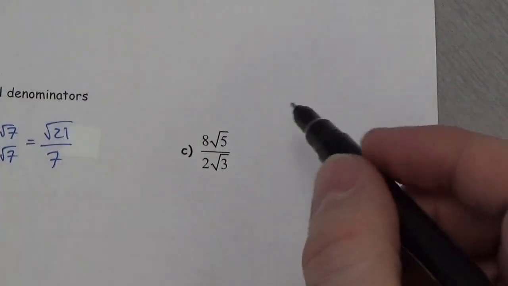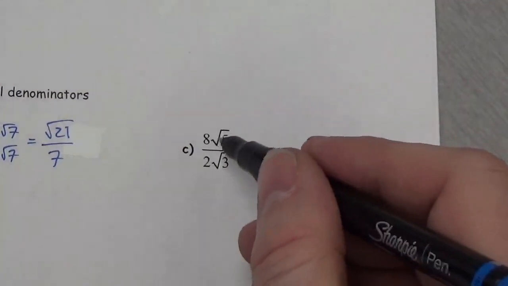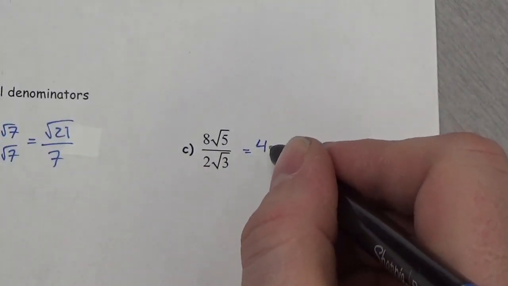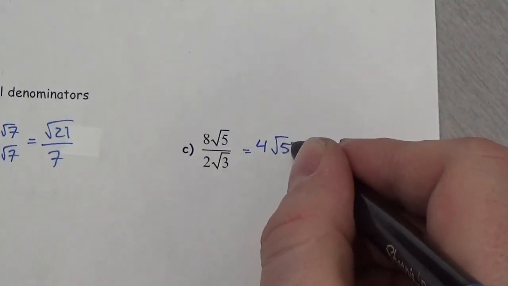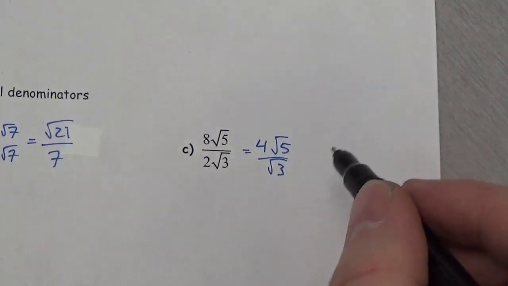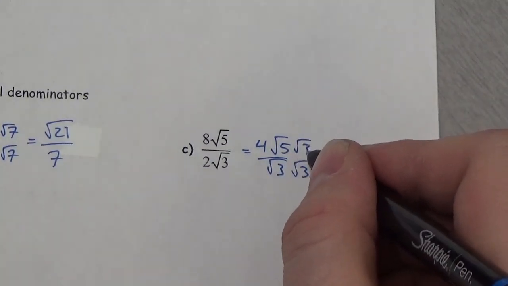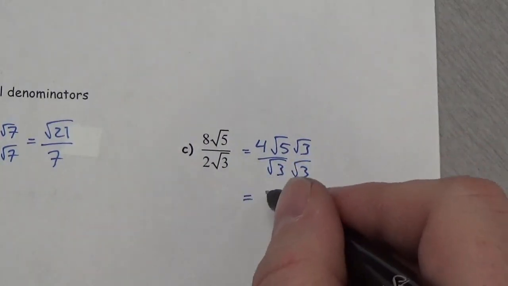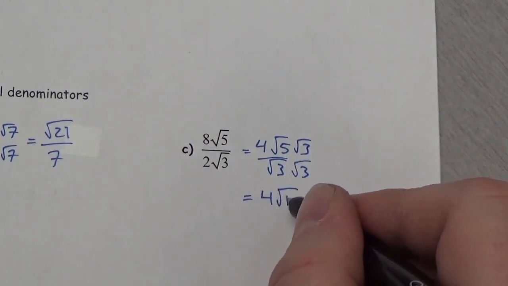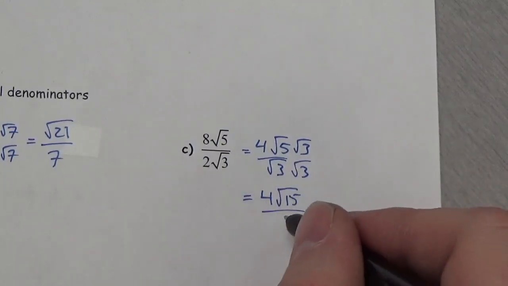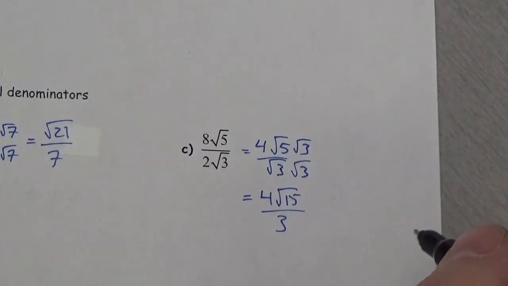Okay, next. Now here, before I do the rationalizing, I might want to simplify that a little bit. I notice that my coefficients do simplify. 8 divided by 2 is 4. But I'm still stuck with that root 3 in the denominator, and I multiply numerator and denominator by root 3. And so what I'm left with here is going to be 4 root 15, because of the root 5 times the root 3, and root 3 times root 3 is 3. There's really nothing else I can do to simplify that.